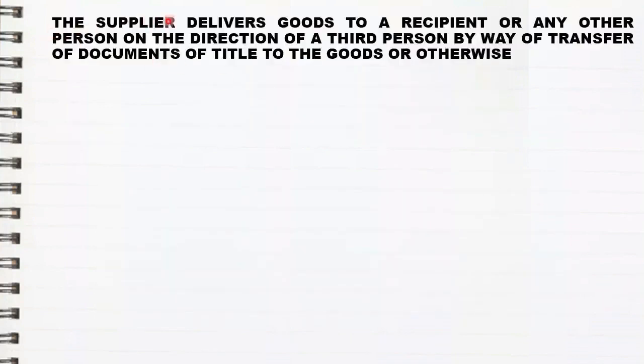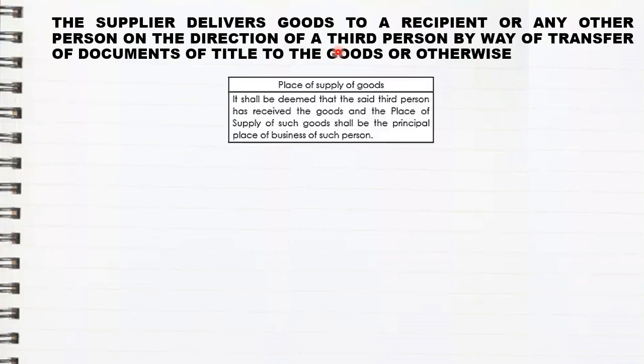The next rule states that the supplier delivers goods to a recipient or any other person on the direction of a third person, by way of transfer of documents of title to the goods or otherwise. So here in the second rule, the supplier will deliver goods to a recipient on behalf of the third person. So here three parties are available: the supplier, the recipient, and the third person. On the direction of the third person, the supplier will give goods to the recipient.